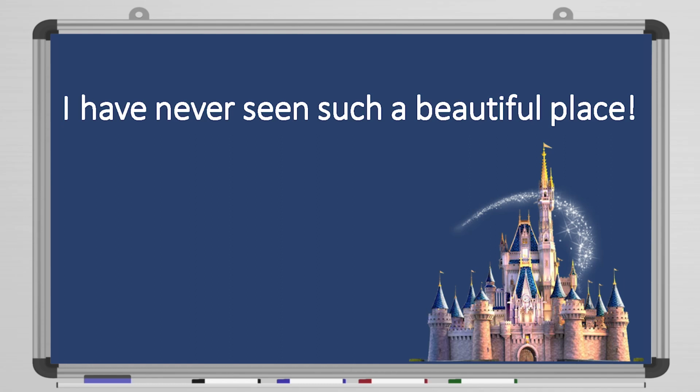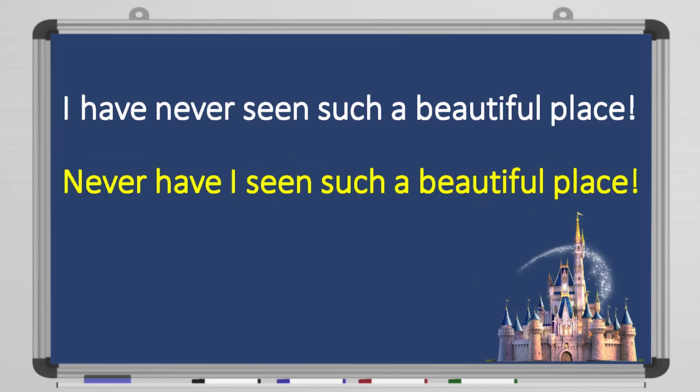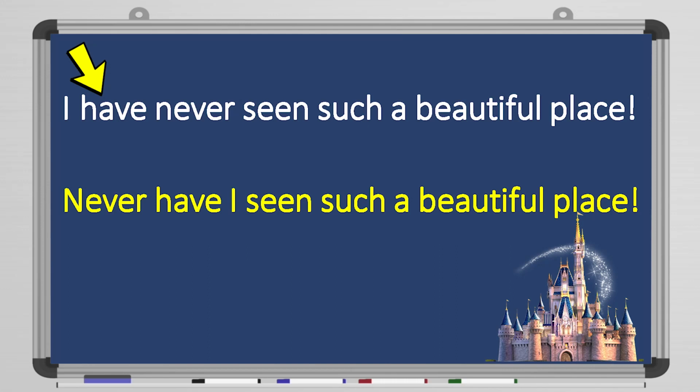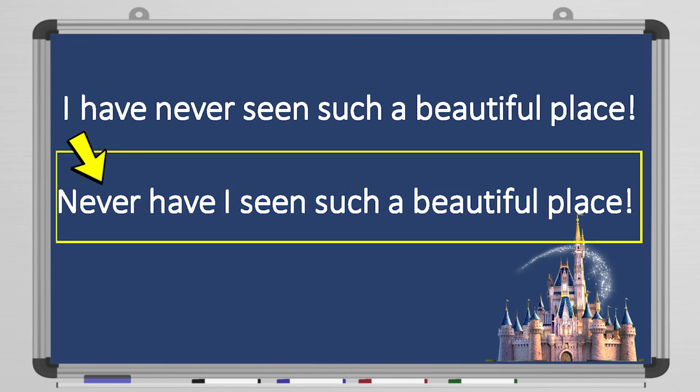Now, any regular sentence in grammar starts with a subject, verb, object. I have never seen such a beautiful place is a regular sentence. Now, if I want to emphasize, I'm going to say, never have I seen such a beautiful place. This is inversion. It's basically just rearranging and reorganizing the words to make it sound more dramatic and give it more emphasis. Now, in order to understand inversion, you have to follow a few steps.